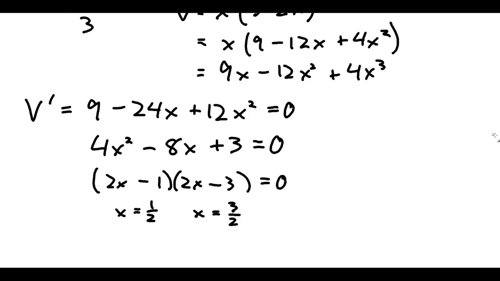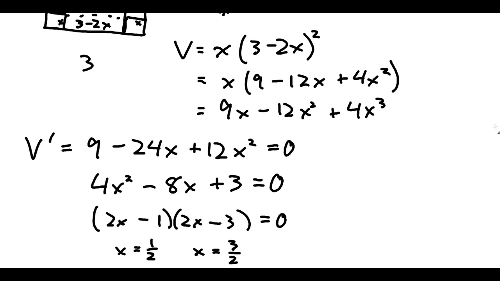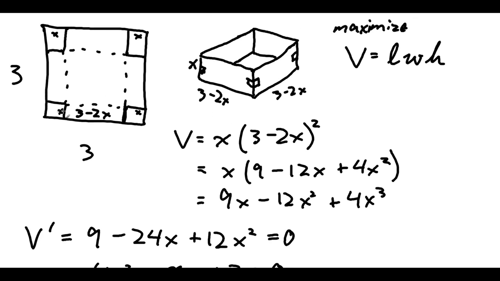Well, which is it? Do we actually have 2 values of the maximum? Let's take a look back here and see what this is. x equals 1/2 or x equals 3/2. If x equals 1/2, then we get a box that is 1/2 high by twice that is 1, 3 minus 1 is 2, so that is 1/2 by 2 by 2. If x is 3/2, it's 3/2 high, twice that is 3, 3 minus 3 is 0.